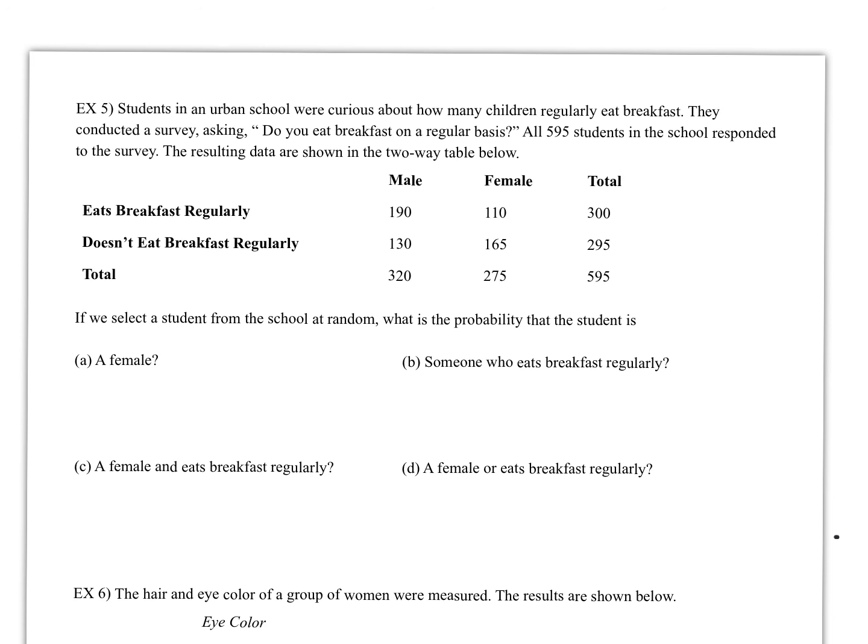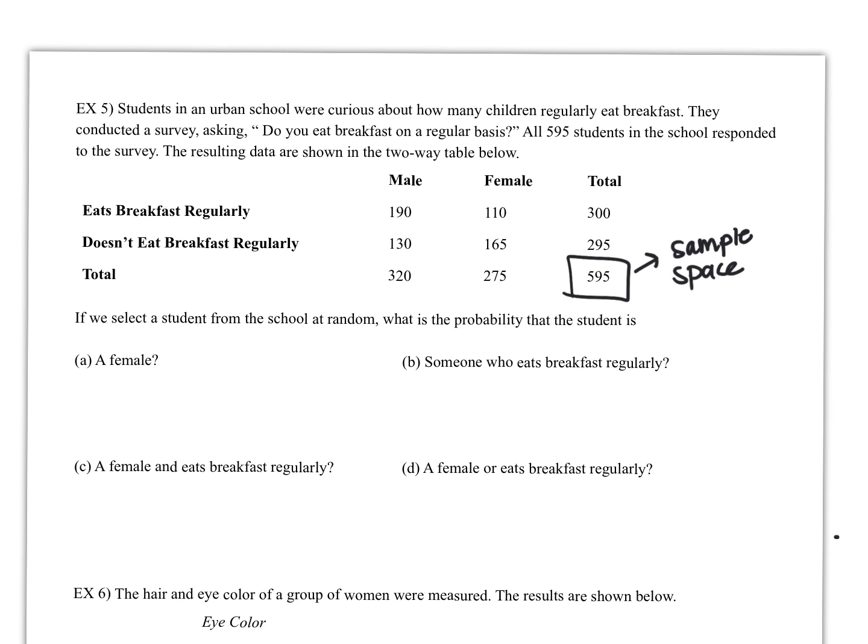So we've got our male and our female column and our totals, the number who eat breakfast regularly, don't eat breakfast regularly, and our total. So important thing to remember here is the 595 is our sample space. We have different totals for who eat breakfast regularly and don't, and different totals of males and females, but both of those totals have to add to our sample space of 595.